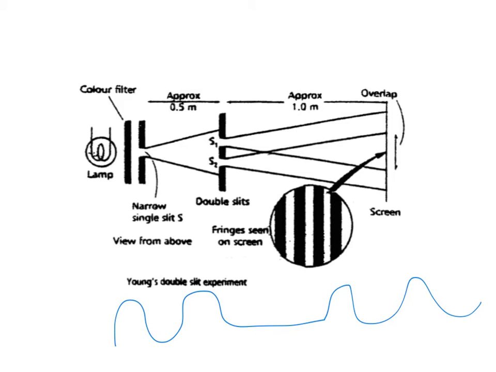Why? Because of how light is produced from a filament lamp: the electrons in the filament gain energy after the filament is heated up, and when they jump to a higher level they become very excited, at a higher energy level.